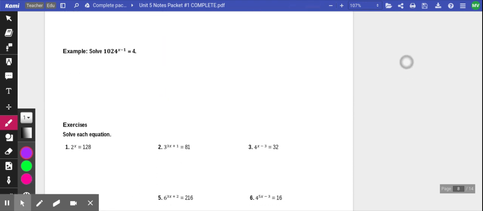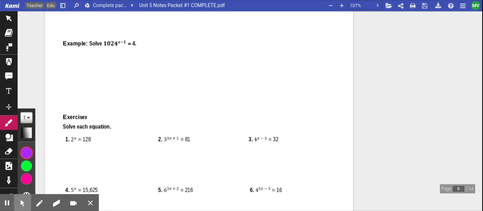So if I want to figure out what x is, I know I have 1024 to the x minus 1 equals 4. What I want to do is write those both using the same base. So I'm going to try to find 1024 as a base of 4. On my calculator, I'm going to try different things. So 4 to the 5th, oh, lucky guess, is 1024. So since 4 to the 5th equals 1024, I'm going to take out the 1024, and I'm going to write that as 4 to the 5th in parentheses to the x minus 1 power equals 4.